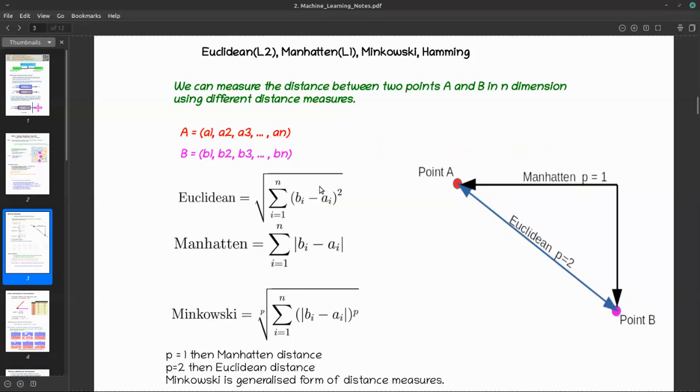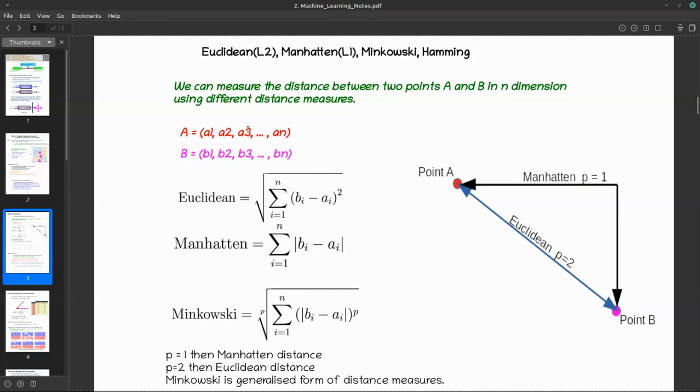Just to give you the context, Manhattan distance is nothing but mod of bi minus ai. So total difference in the first dimension, second dimension, third dimension. In all dimensions we are taking the step of the difference, right?